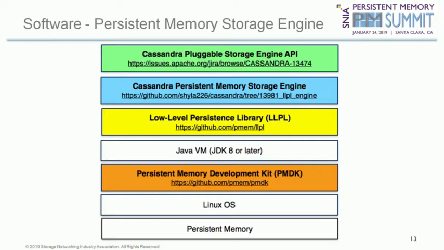And the only additional dependency that we have in this Cassandra engine is it depends on this LLPL library, on this open source library. In turn, I'll point out that below the Java VM layer, and this operates on JDK 8 or later, we depend on persistent memory development kit, in particular for the hardest parts of accessing persistent memory in my mind, which is memory allocation and transaction support. And that's all heavy lifting that we get for free.